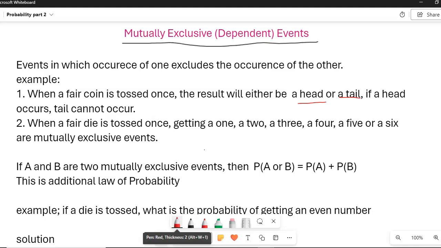Another example you can look at is when a fair die is tossed once. Getting a 1, a 2, a 3, a 4, a 5 or a 6 are mutually exclusive events. In this case, if we get 3, we are very sure that we cannot get the others, the 1, 2, 4, 5 or 6. It is one of them at any given time. So when we toss the die once, that's an example of a dependent event or a mutually exclusive event.